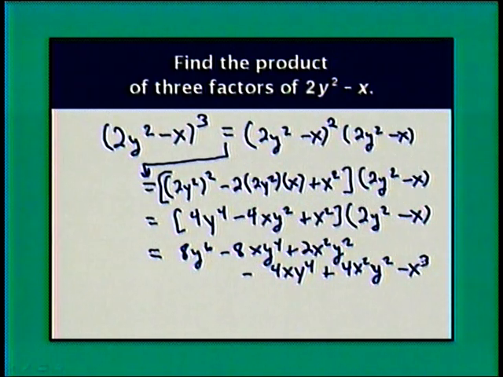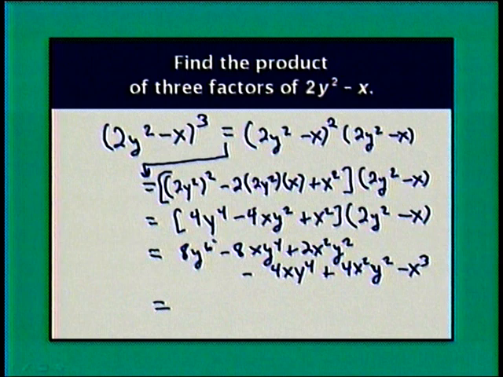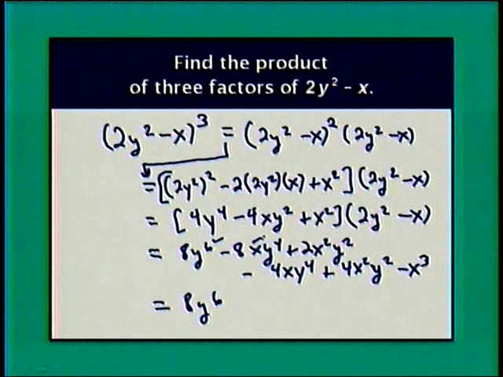Put a question mark and look at it again after the lesson, or pause the tape and look at it, and make sure that you are following where all of those terms came from. Now let's go ahead and combine our like terms. I only have one y to the 6th term, so we have 8y to the 6th. How about xy to the 4th? There's minus 8 of those. There's minus 4 of those.